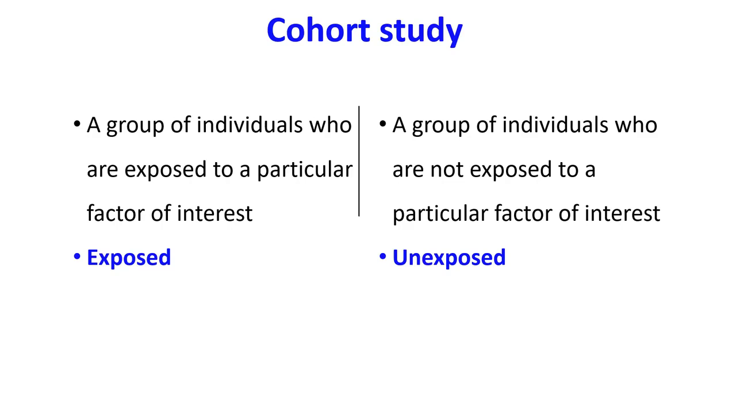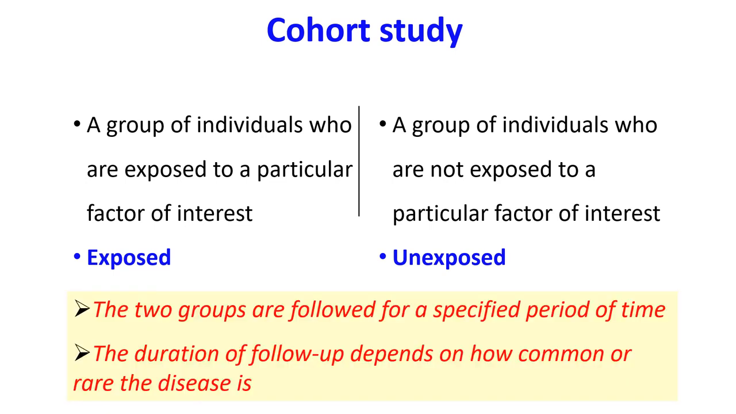So in a cohort study, we divide the participants differently. We identify a group of individuals who are exposed to a particular factor of interest, and we identify another group of individuals who are not exposed to that factor or exposure of interest. First, we identify a cohort, and then we divide them into two groups as exposed and unexposed. And then we see whether they develop the outcome of interest.